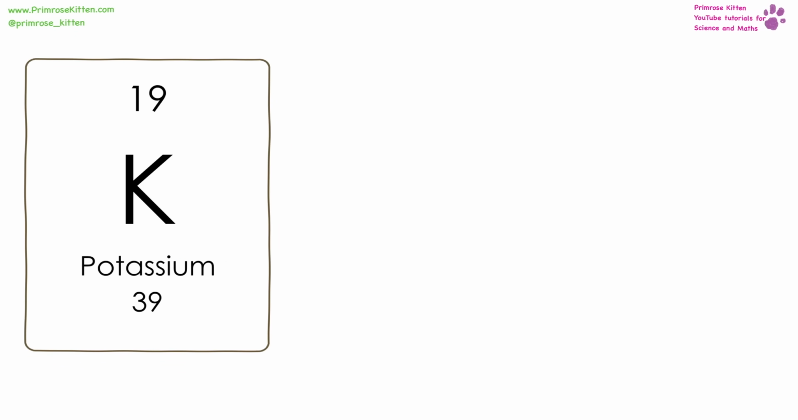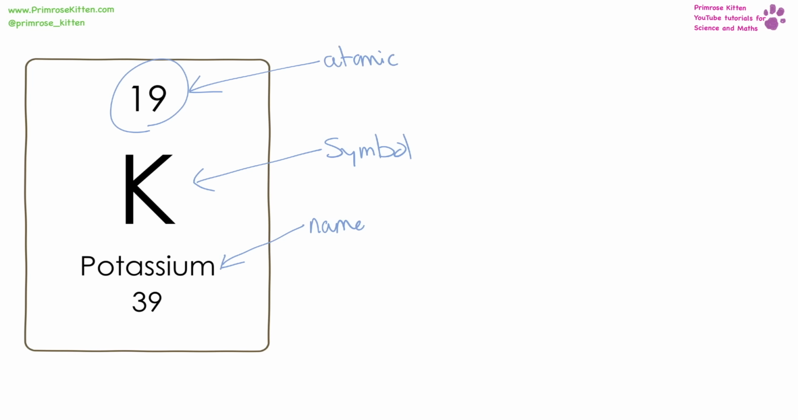On the periodic table you will see lots of boxes like this. This tells you all about the elements. This is the element's name, the symbol, and there are two numbers. This is the atomic number, and this one is the mass number.